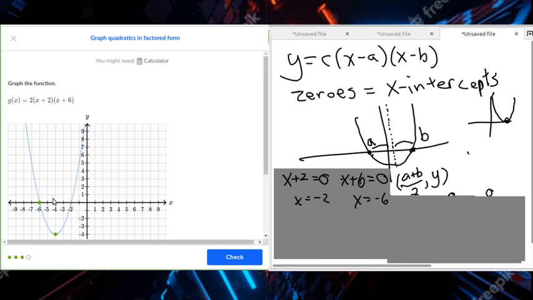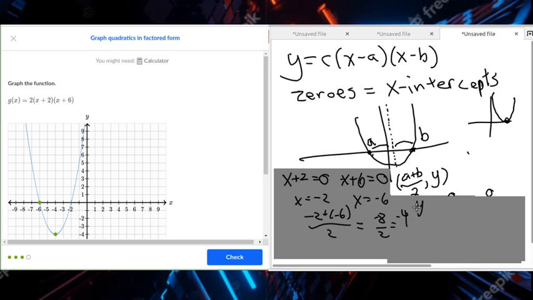And you can see the vertex, because of the way this program works, which it already falls at negative 4, but we really should check that. So let's find that. It's the average, halfway between. So negative 2 plus negative 6 over 2 is equal to negative 8 over 2, which is equal to negative 4. So the x value of the vertex is at negative 4.